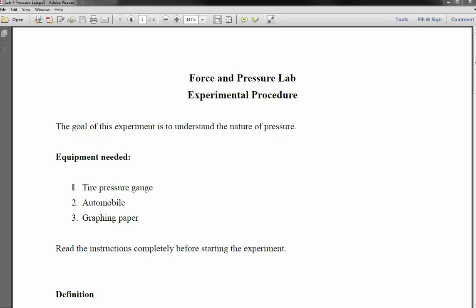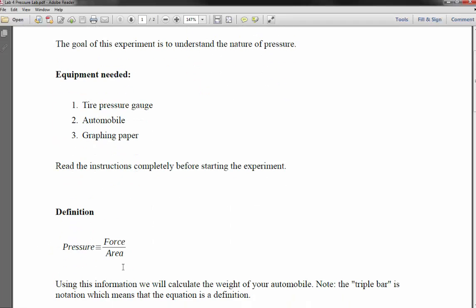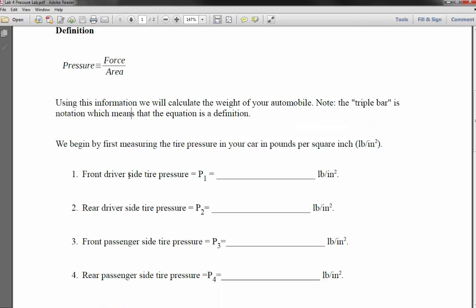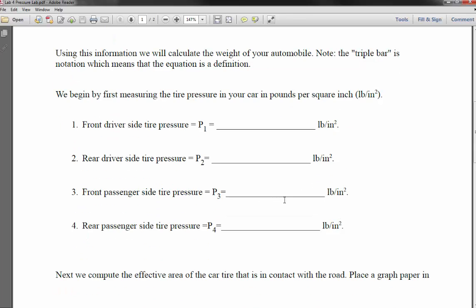And so there are actually about three things that you need. You need a tire pressure gauge, you need an automobile, although a motorcycle or a bicycle, etc. will work, and graphing paper. So let's look through a few simple instructions here. Recall that the definition for pressure is force per unit area. So this is a pretty simple, straightforward lab.